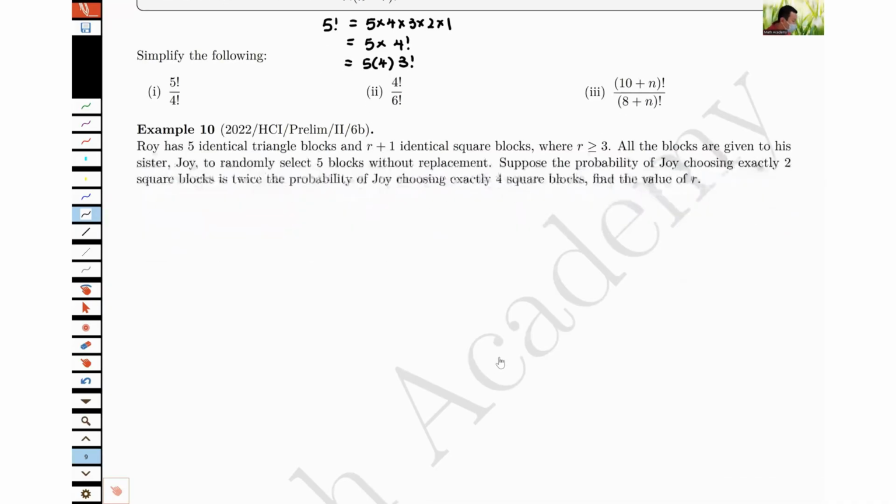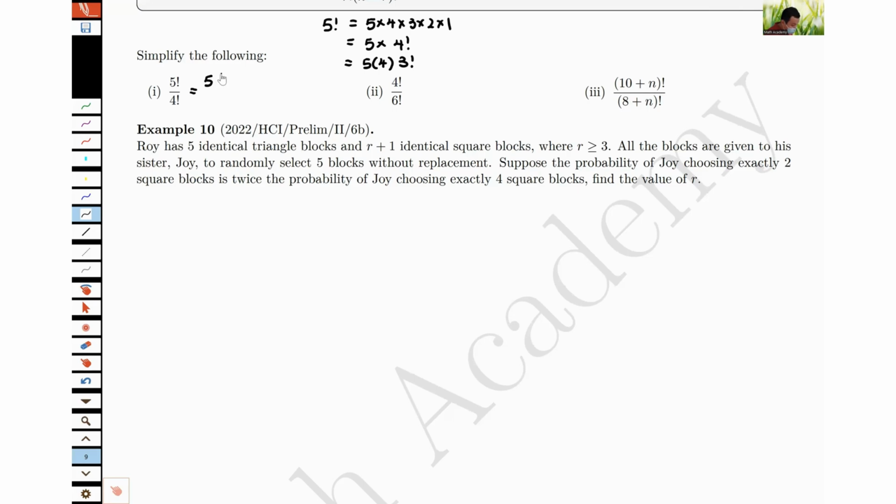So how is that useful? Let's say you want to simplify a fraction with almost the same number, differing just by 1 or 2 in the factorial. Always open up the bigger of the two. 5 is bigger than 4.